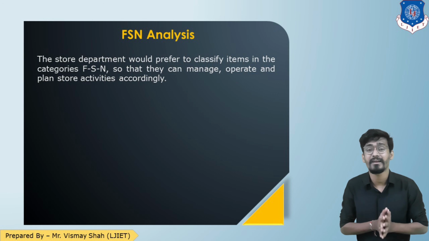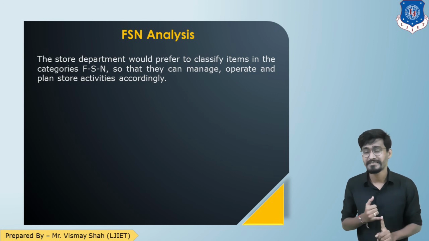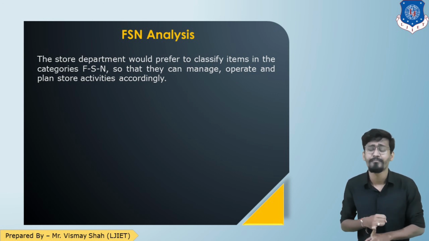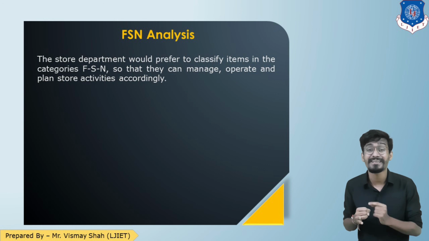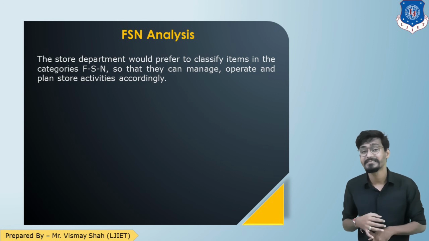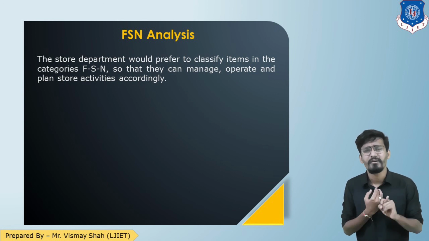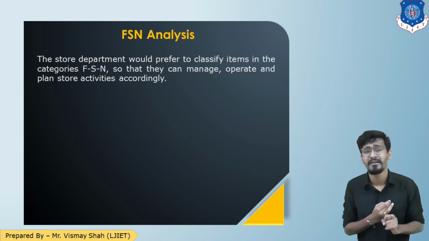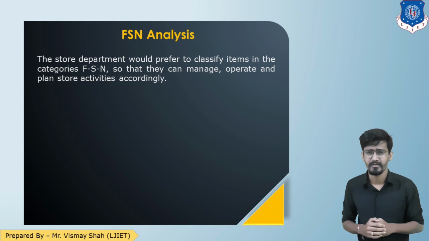So this is how we can classify with the selective inventory control methods. ABC analysis, always better control based on usage value. VED analysis, vital, essential, desirable, based on criticality. And the third is FSN analysis, based on rate of consumption. So I hope we are clear up to this point.